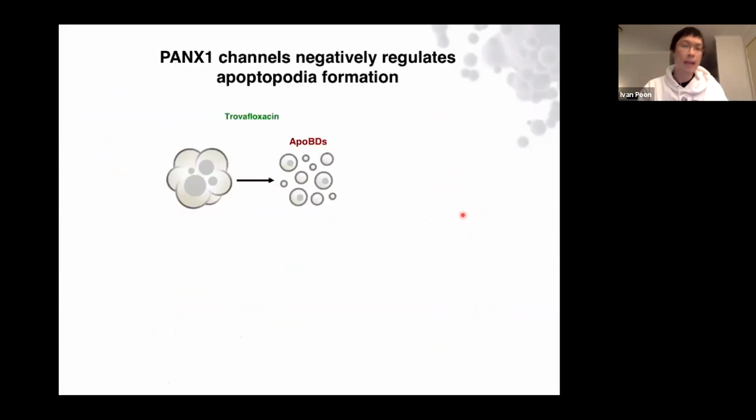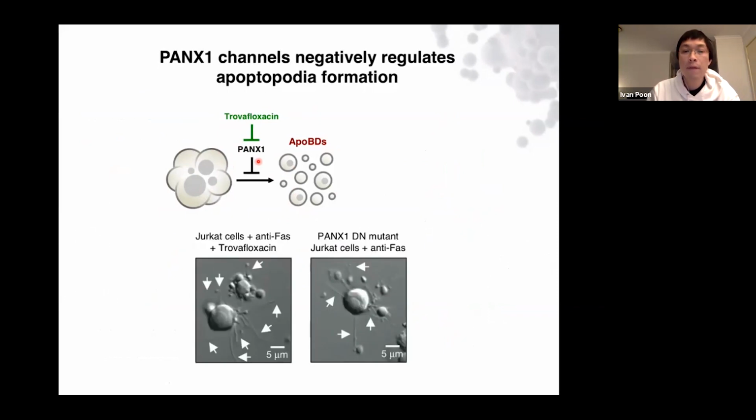So putting this all together, when we induce cells to undergo apoptosis, the cells undergo blebbing, but if this also occurs in the presence of this antibiotic, trovafloxacin, the cells are more likely to break apart. And we find that trovafloxacin is blocking the channel pannexin 1. We also confirmed that pannexin 1 is a negative regulator of how cells break apart. So either by blocking with drugs or by expressing a dominant negative mutant to block pannexin function, cells are more likely to break apart. But what's very interesting is that when cells break apart, we find that they form this very thin membrane protrusion that I mentioned before, apoptopodia.